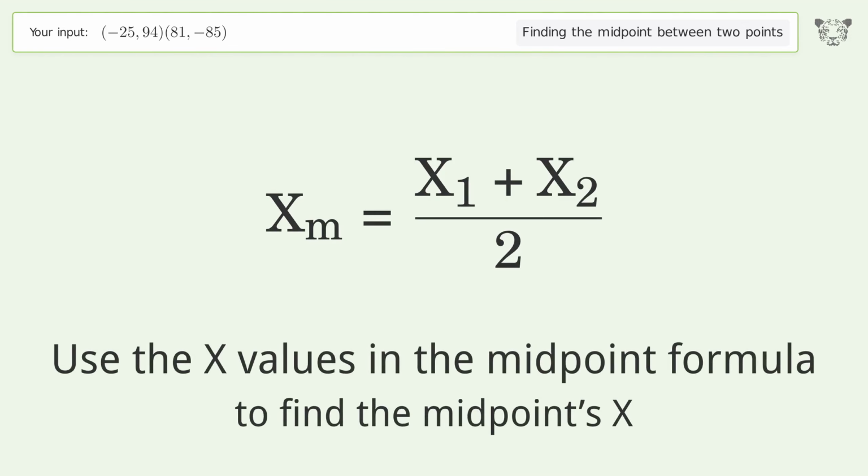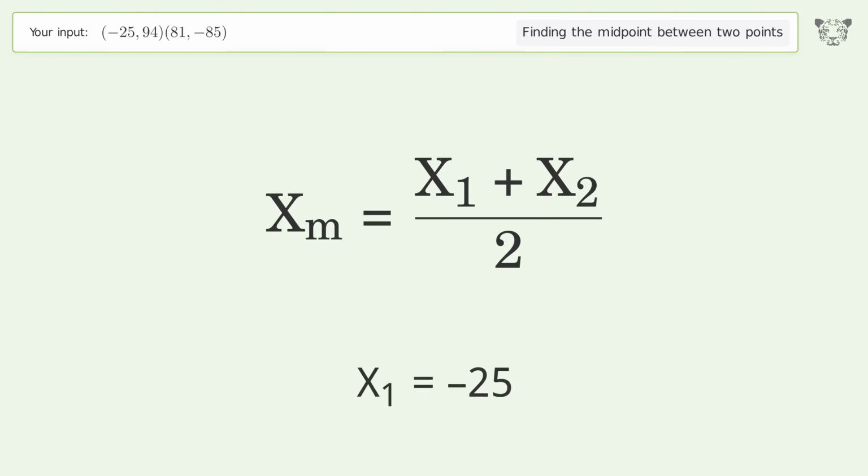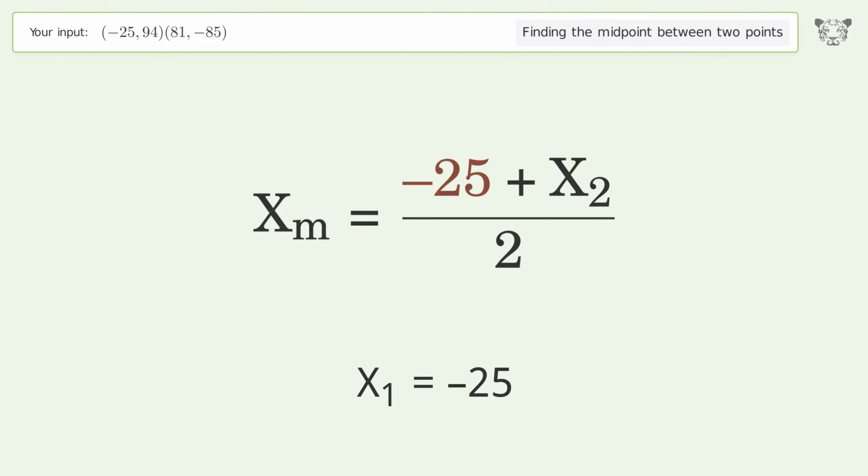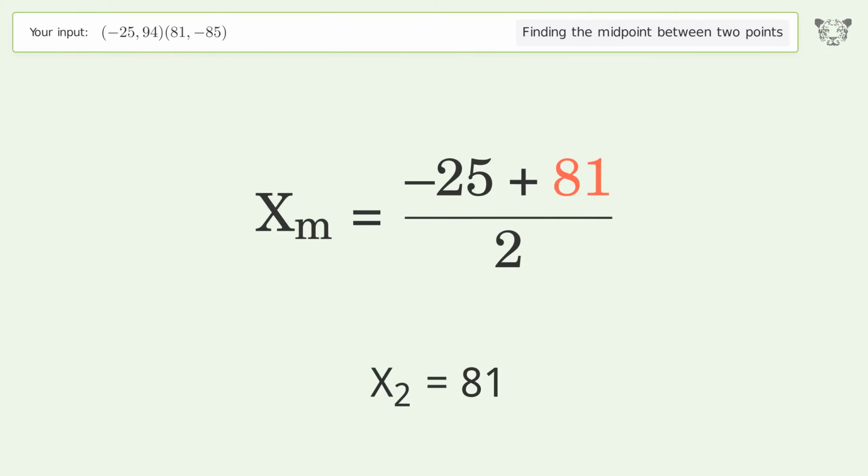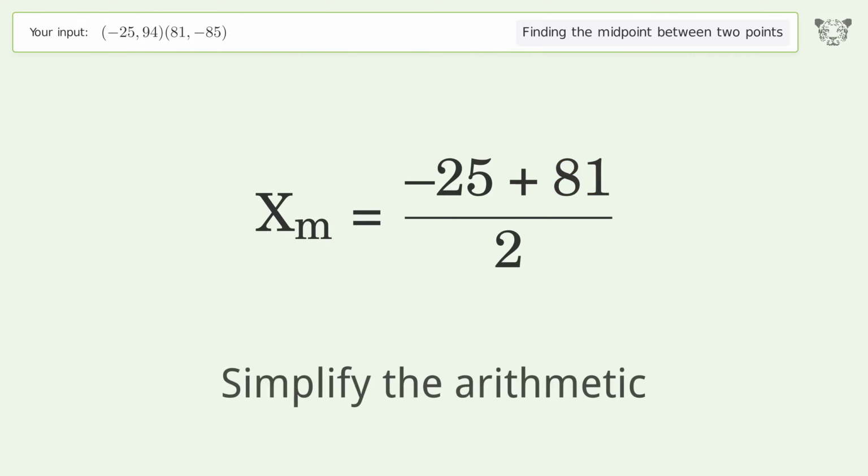Use the x values in the midpoint formula to find the midpoint's x. x1 equals -25. x2 equals 81. Simplify the arithmetic.